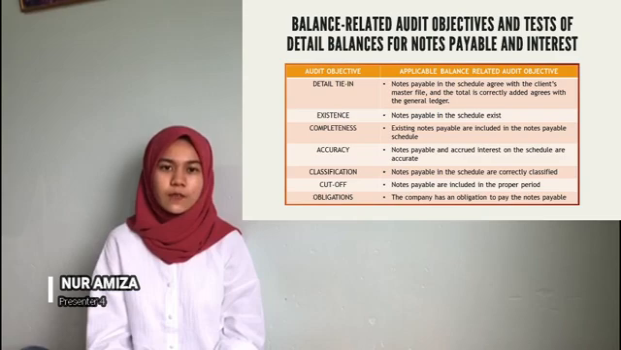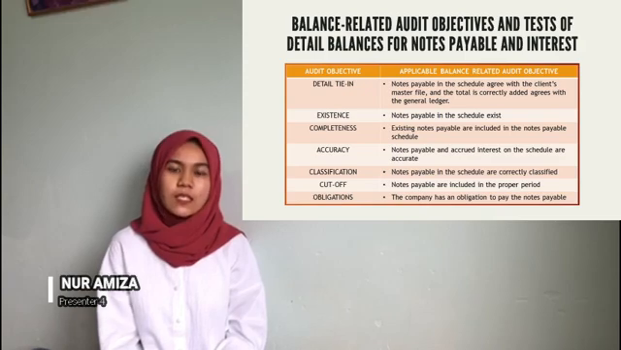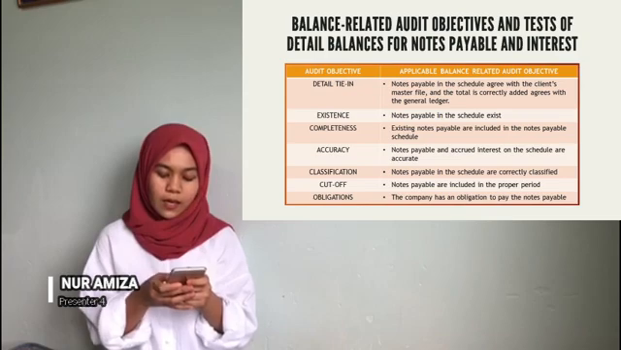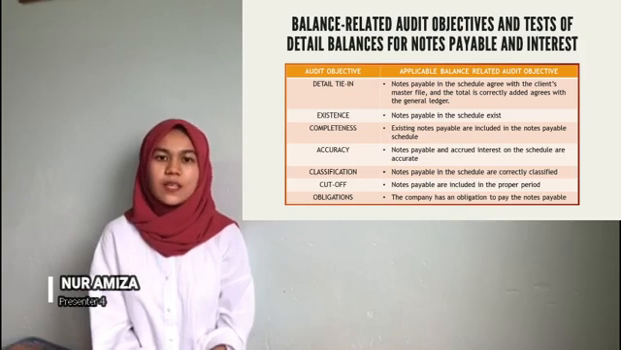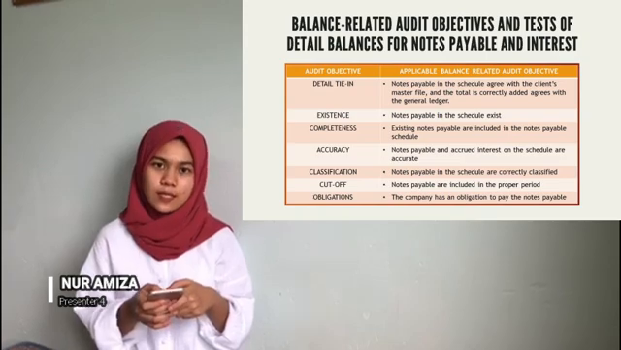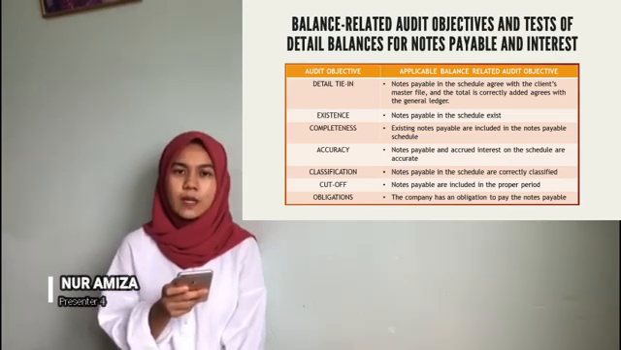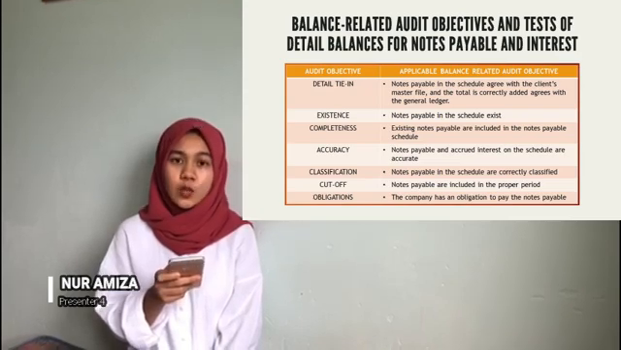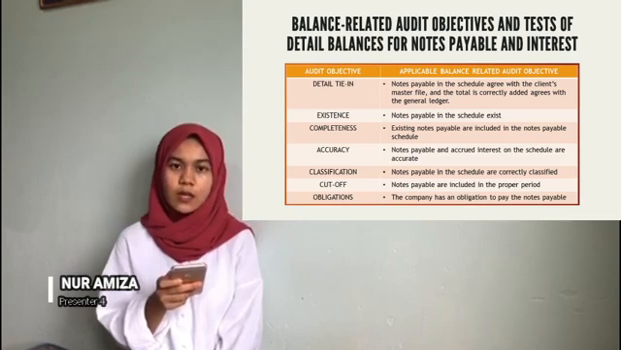The first audit objective is the detailed tie-in. For example, the notes payable in the schedule agree with the client's master file, and the total is correctly recorded in the general ledger. The second one is existence: the notes payable in the schedule exist. The third one is completeness: existing notes payable are included in the notes payable schedule. The fourth one is accuracy. For example, notes payable and accrued interest on the schedule are accurate.